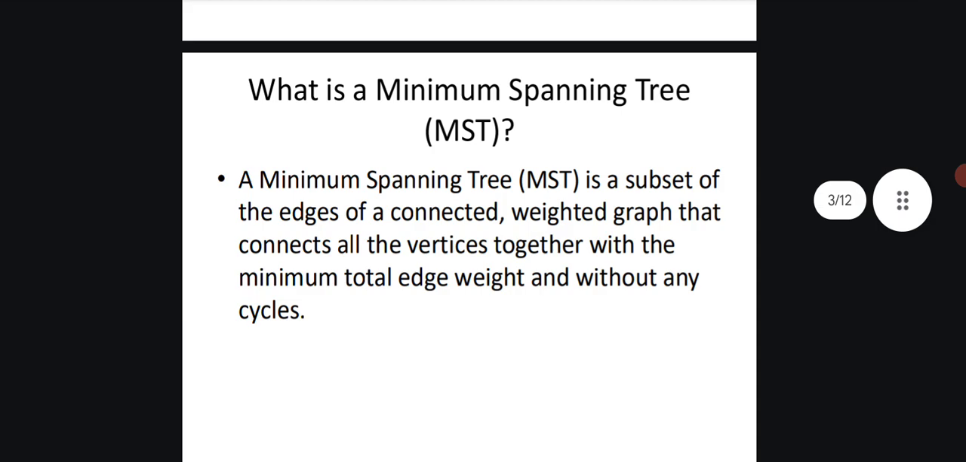Then we will see what a minimum spanning tree is. A minimum spanning tree, or MST, is a subset of the edges of a graph that connects all the vertices together, does so with the minimum total weight of edges, and most importantly avoids cycles. Think of it as the most cost efficient way to design a network of roads, pipelines or cables.